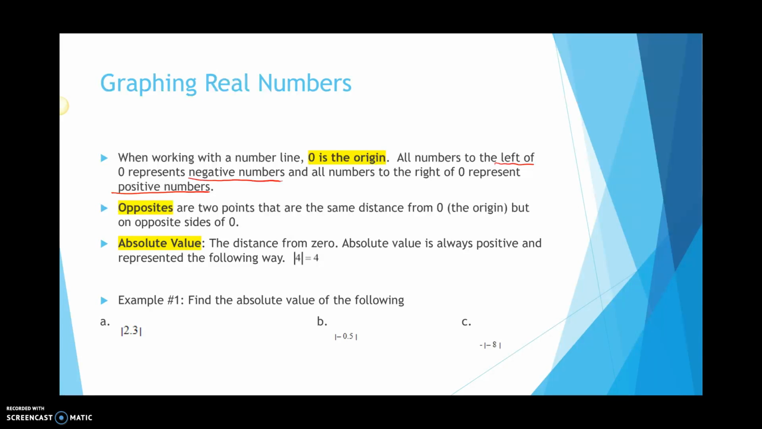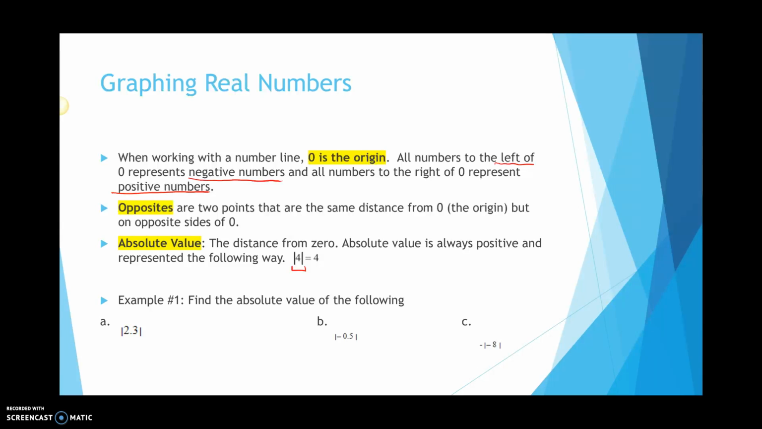So absolute value is always positive though, and it's represented in the following way, where you see 2 bars and a number in between the bars. So this is saying the absolute value of 4 here in this example. What is the absolute value of 4? Well, it's 4. So absolute value is the distance it is to get to a number from 0. So let's just get started with some examples here.